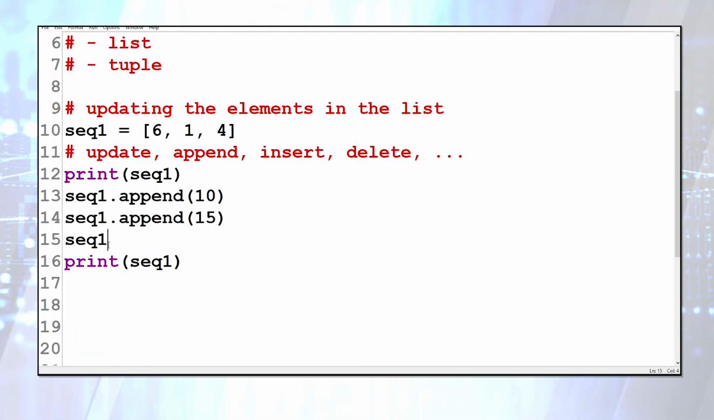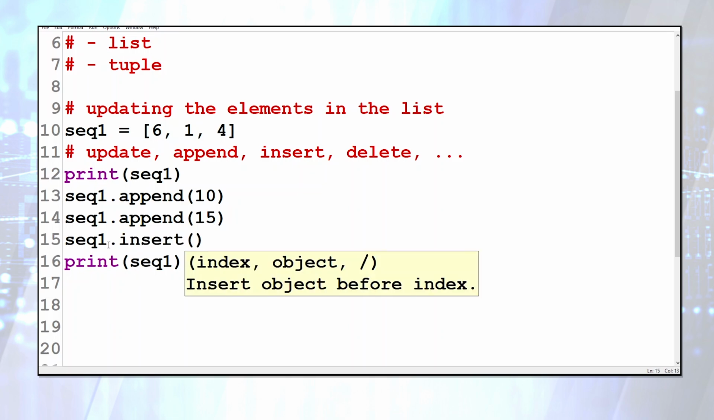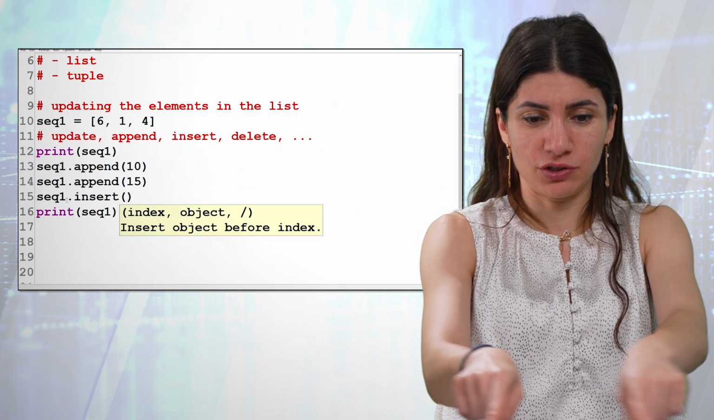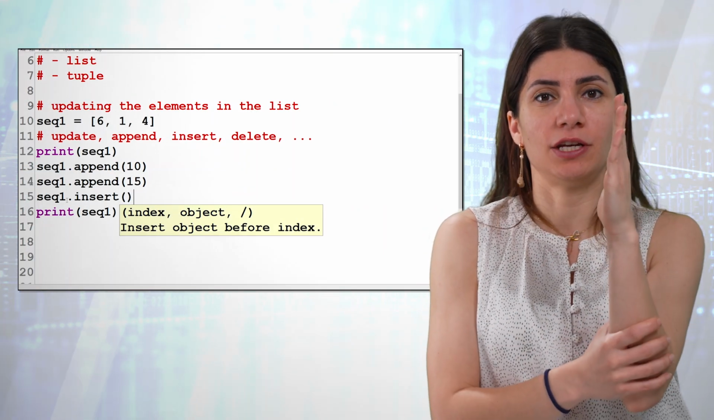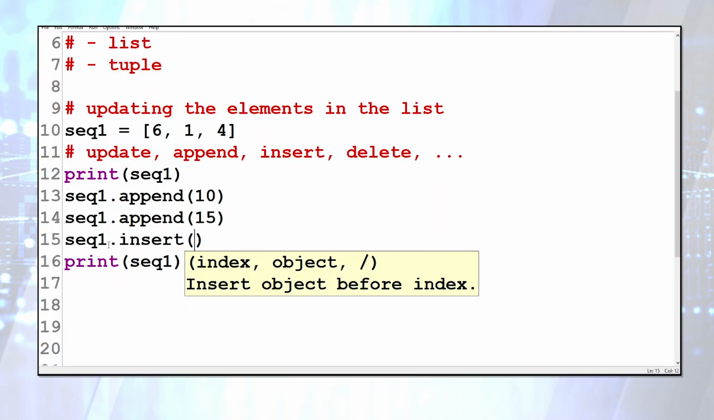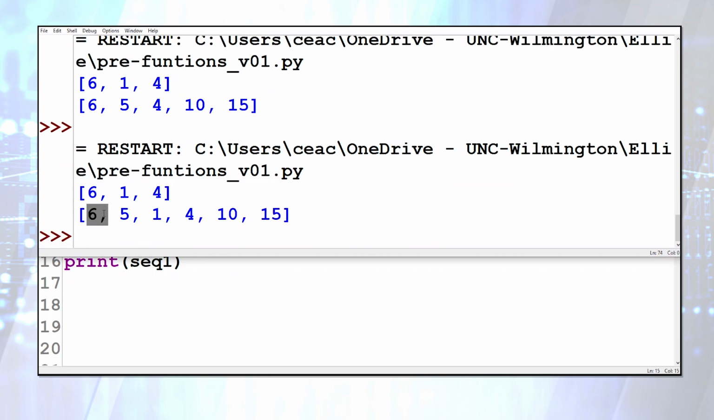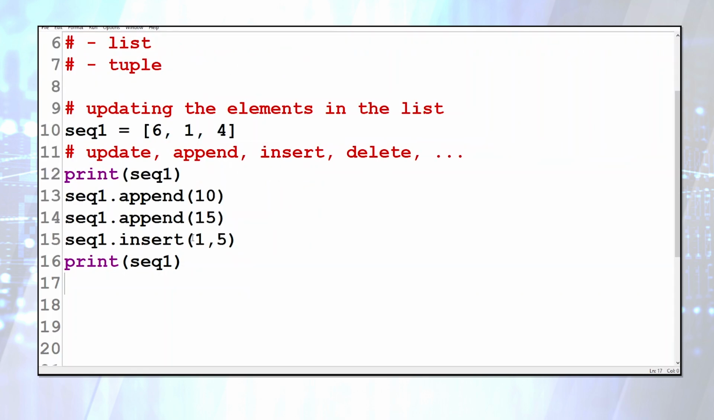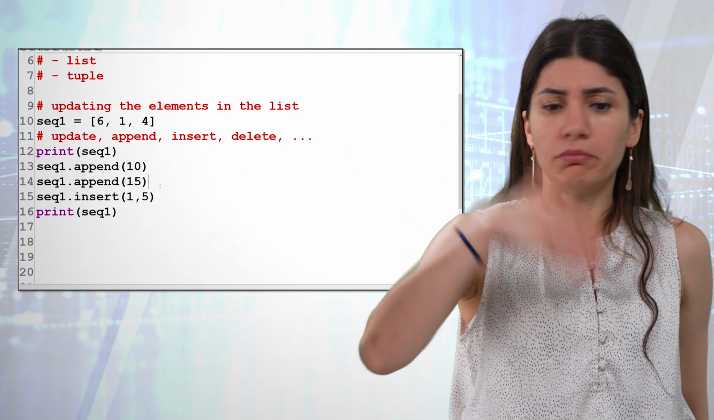So here, what I'm going to say is sequence.insert, open and close parentheses. And it's going to take, as you see, some information there. It needs the index number that it is going to go and set, and then the value that you want to have in there. So we want it to be at index number 1, and we want to have value 5 in there. So if we do that, we are going to see 6, 5 is going to be between 6 and 1, 4, 10, and 15. Those are the 2 values that we appended before having the insert. Okay, so we inserted a value.